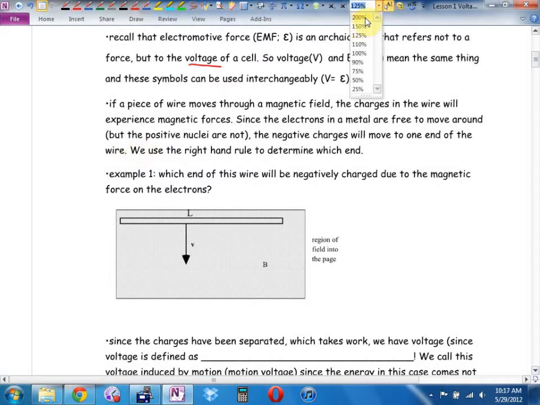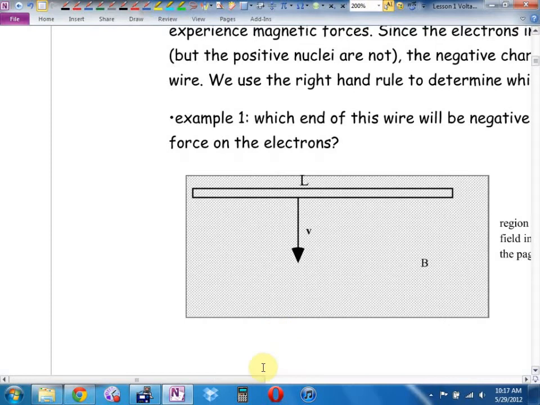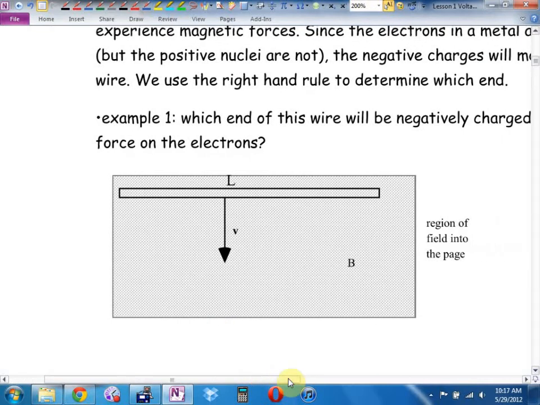So zoom in on this picture right here. This is supposed to be a magnetic field into the page, so you can just go like that if you want to. And we want to look at one positive charge sitting right there. See him?